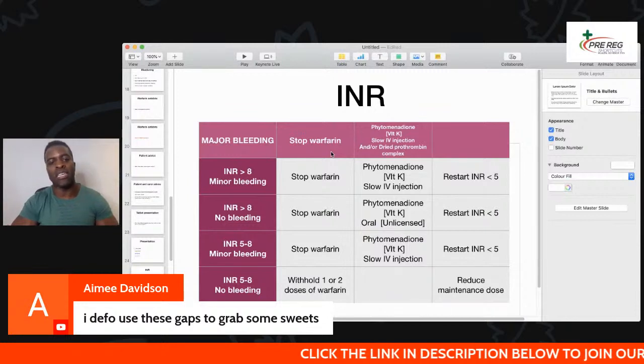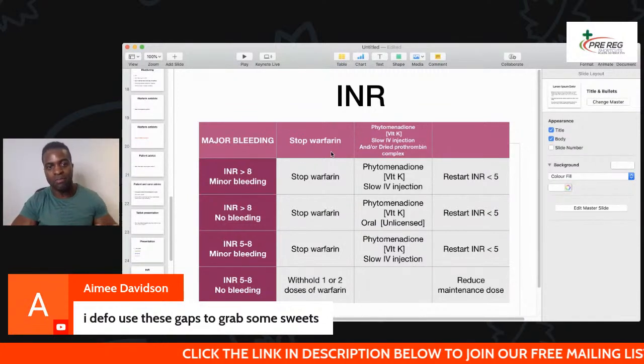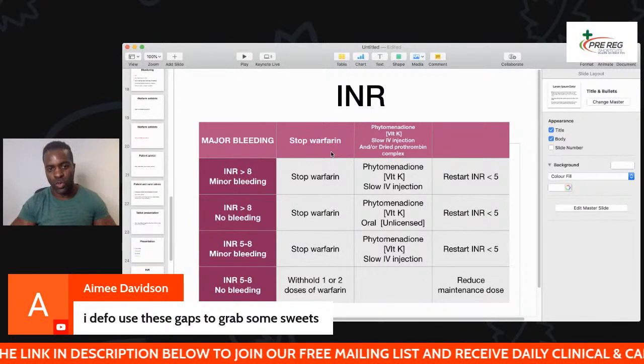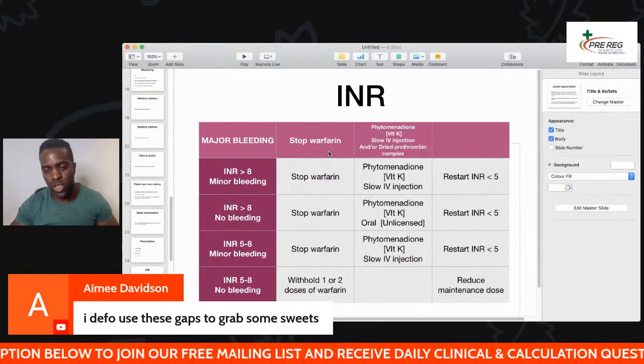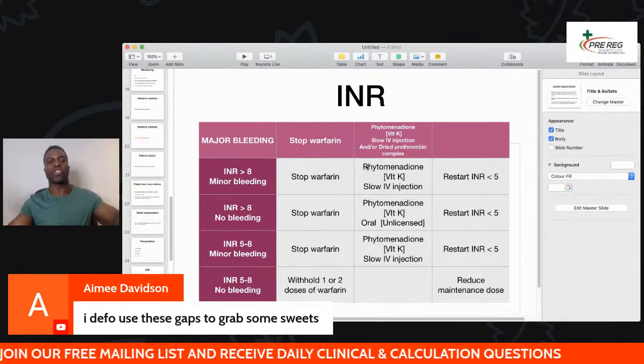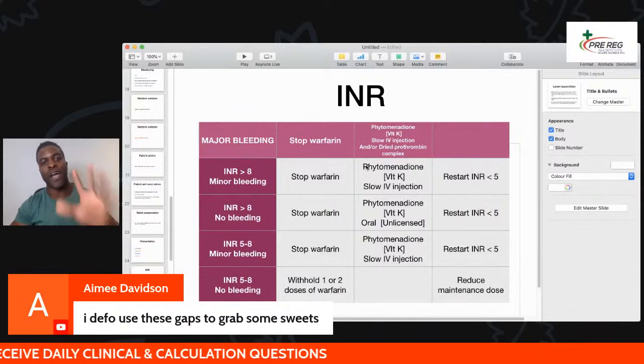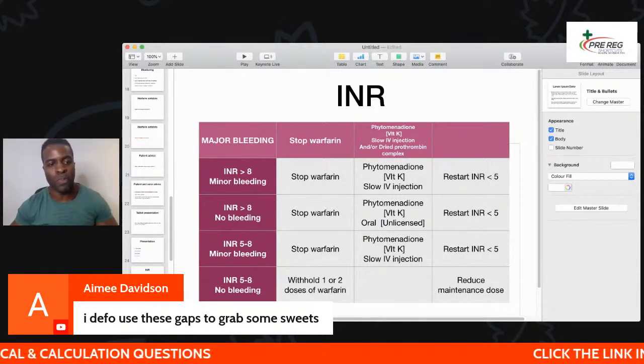And the final one, if it's between 5 to 8 and there's no bleeding, so it's just like the top one but this time there's no bleeding, then just withhold 1 or 2 doses of warfarin, and then you reduce the subsequent maintenance doses. So I won't go so deep into this, but this table says it all. Everything is put together for you. Very important to know what to do. This does come up in your exam.